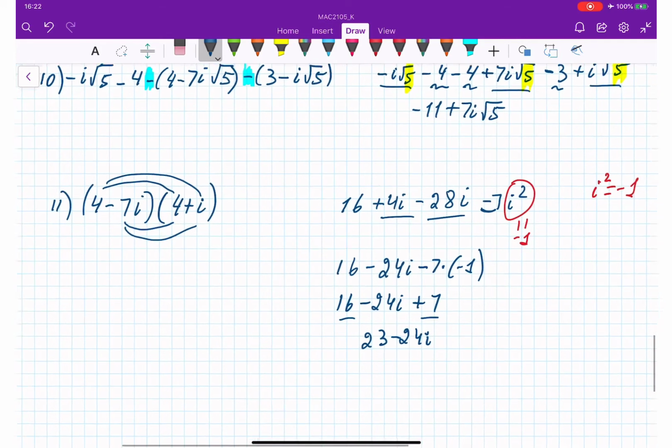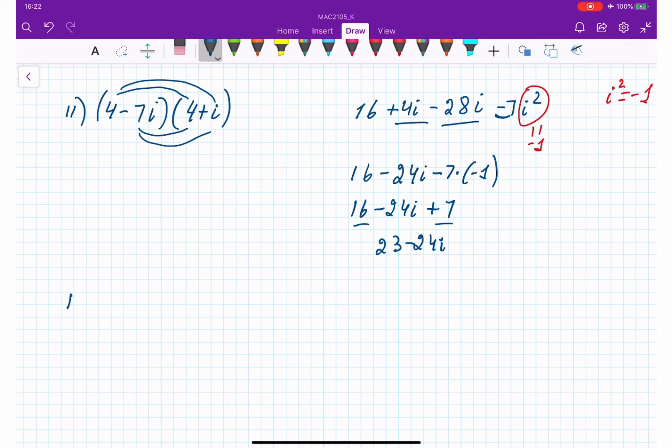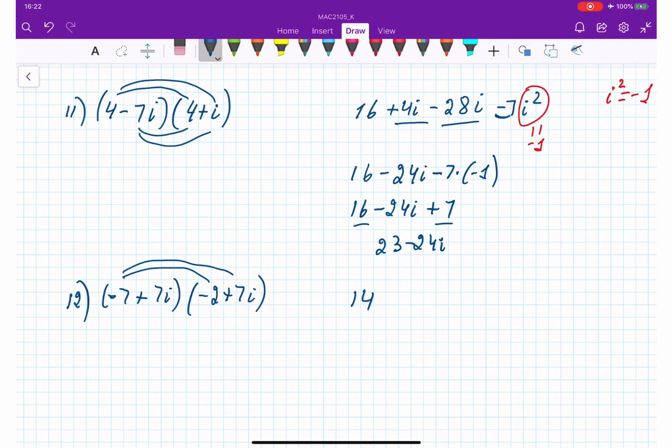Next, question number 12. Negative 7 plus 7i times negative 2 plus 7i. Okay, let's solve it. Negative 7 times negative 2 is going to be positive 14. Negative 7 times 7i is going to be negative 49i. Next, 7i times negative 2 is going to be negative 14i. 7i times 7i is going to be 49i squared.